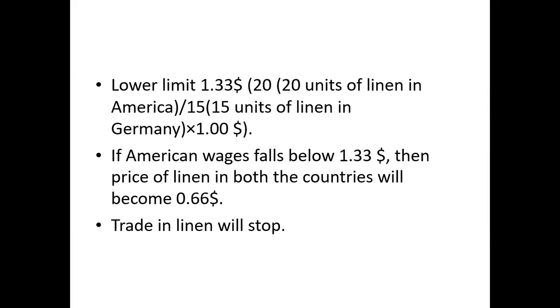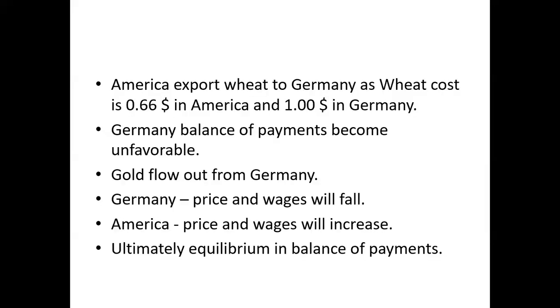That is, 20 units of linen in America is to 15 units of linen in Germany. Therefore, if America's wage falls below $1.33, then the price per unit of linen in both countries will become $0.66. Therefore, the trade in linen would get stopped. But America would continue to export wheat to Germany because the wheat would cost $0.66 in America, but in Germany it is $1. As a result, Germany's balance of payment would become adverse.